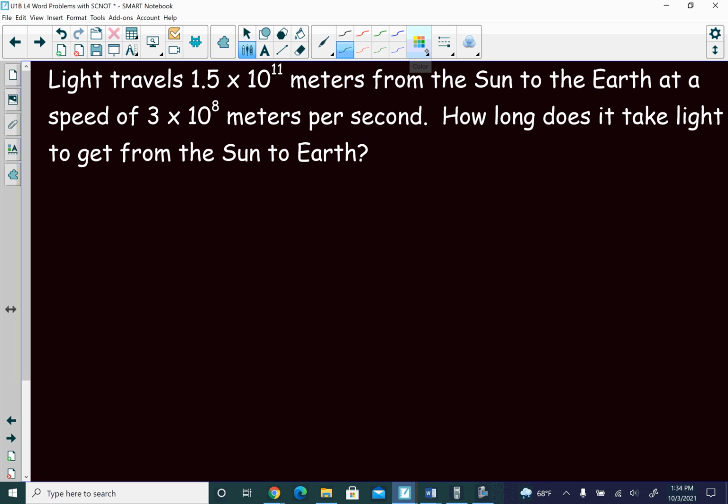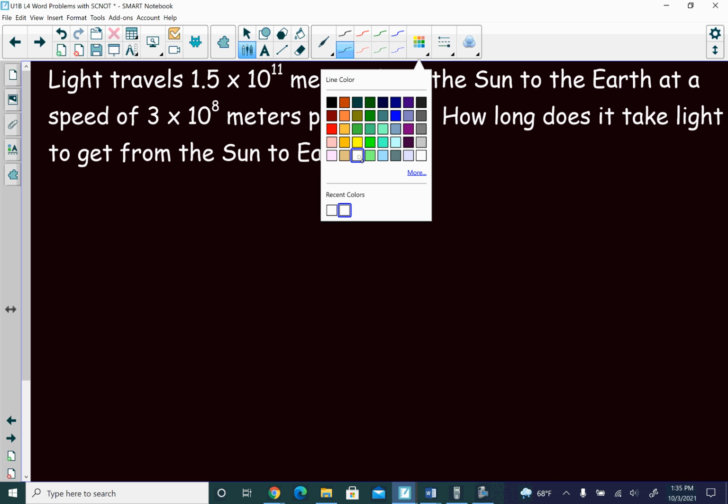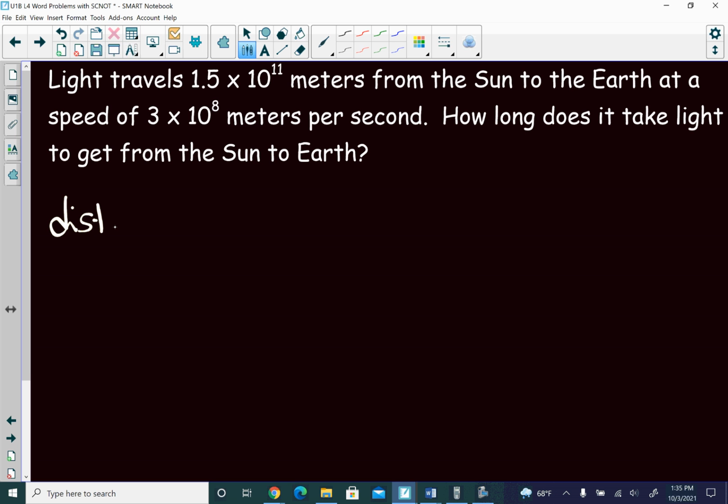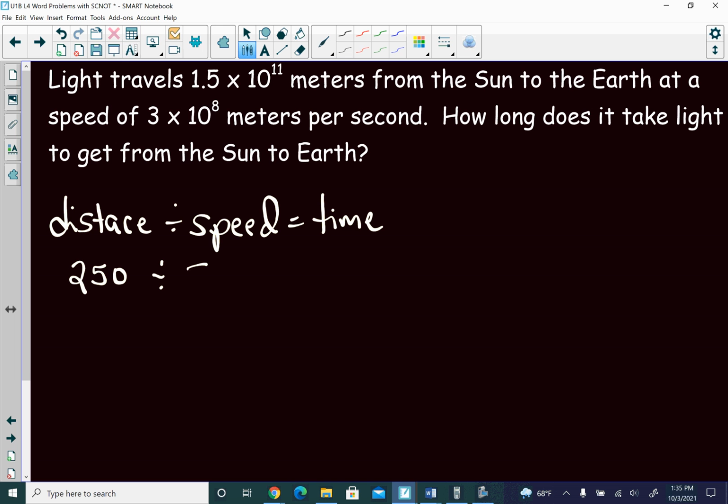All right, so let me switch my color so you can see my writing here. The distance divided by your speed would tell you how much time it would take to travel that value. Like if I'm driving 250 miles and I'm going 50 miles an hour, if I take simpler numbers here, we can figure out that it's going to take me 5 hours to get there because 250 miles going 50 miles per hour means it's going to take me 5 hours to get there.